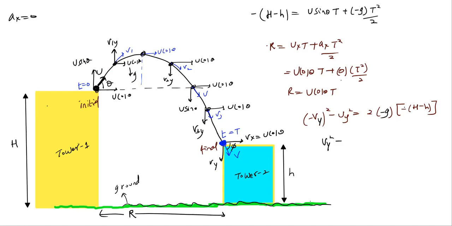Then this will be vy square. Substitute the values and solve for vy. Then we'll get v equal to the square root of vx square plus vy square. Then we can also calculate that angle, this angle.